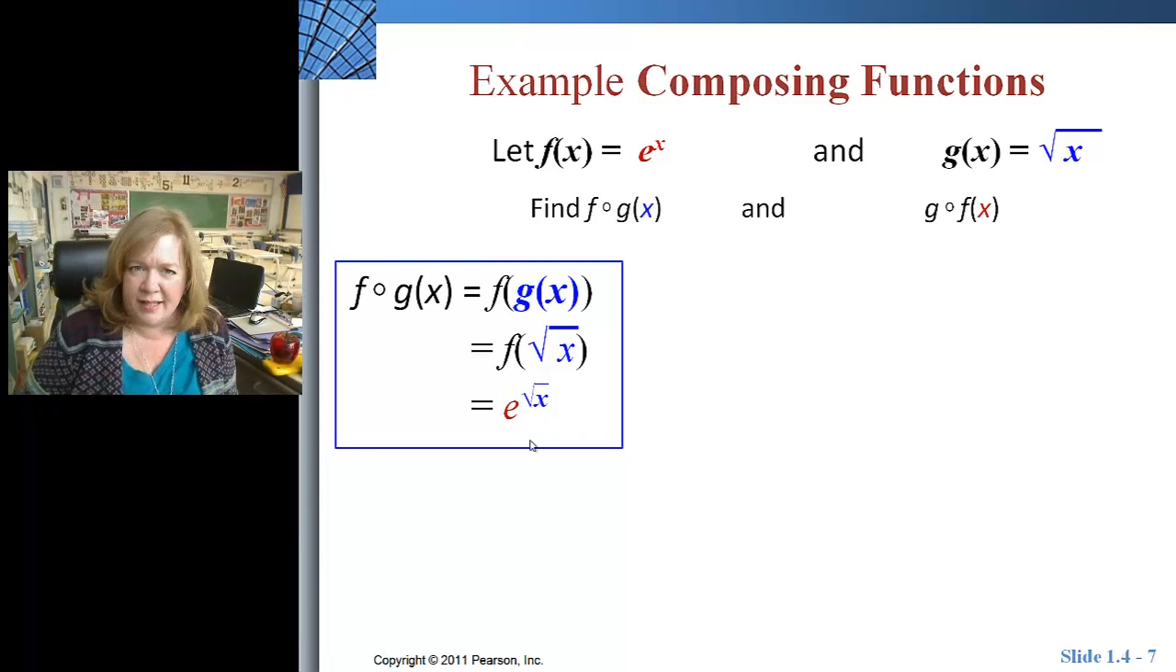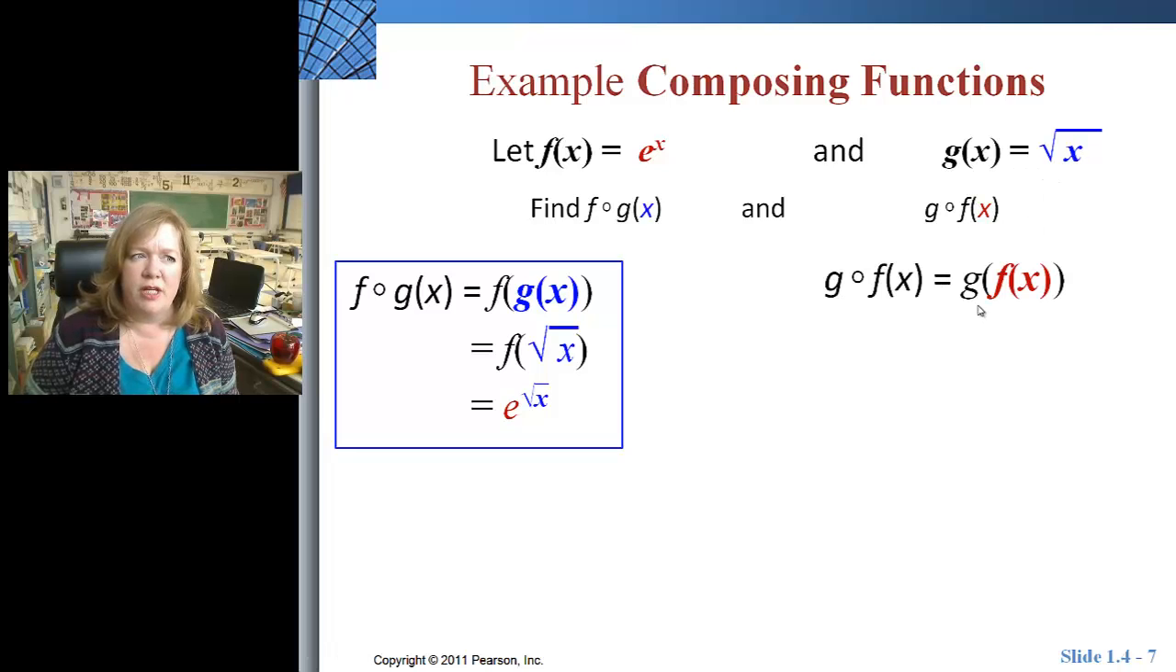And does that make sense? If it does make sense to you, make sure you ask me tomorrow. So let's do this other one, g o f. That means you're going to take the function f of x and put it in for the x everywhere in the g function. So g of f of x you could rewrite as g and then in the parentheses f of x. F of x is e to the x. So this would become square root, instead of x, it's that whole other function, e to the x.